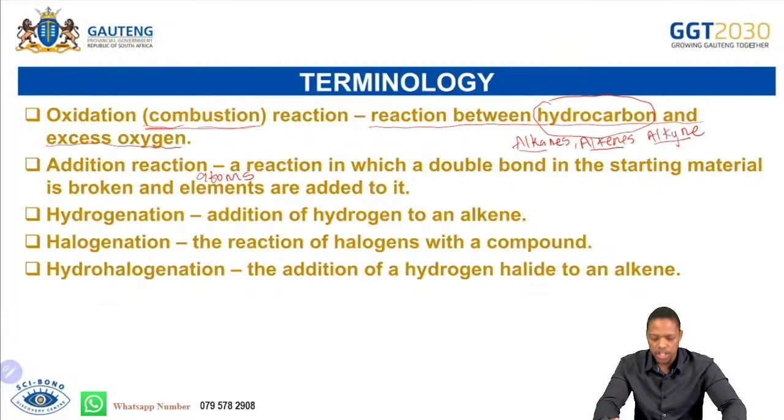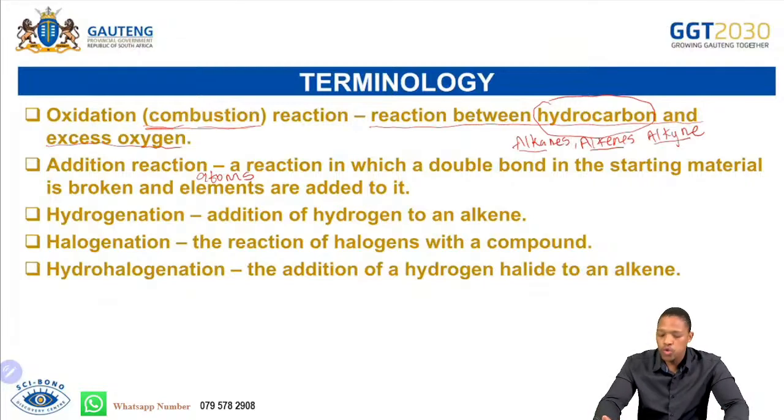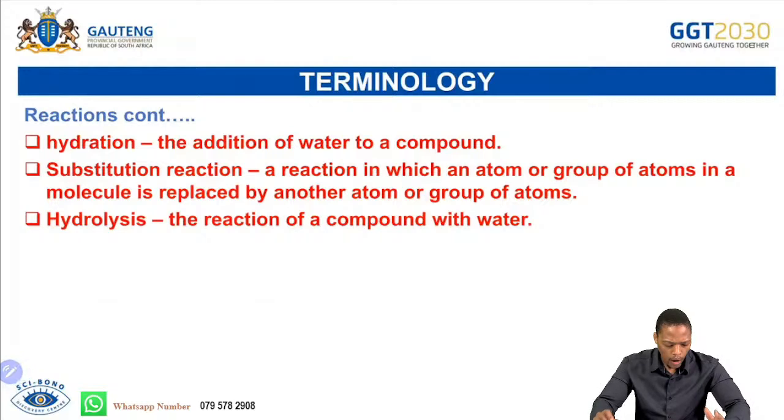Hydrohalogenation, that's the addition of hydrogen halides to an alkene. Again, grade 12, don't worry if I'm fast now. We're still going to look at all of these things in detail, one by one.